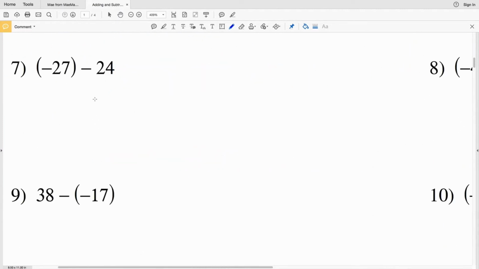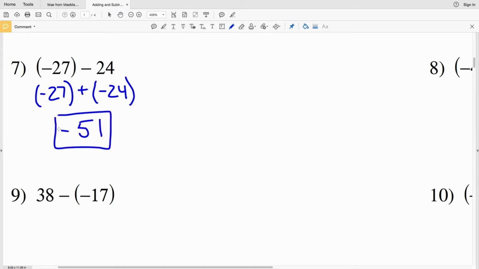Just as you can think of subtracting a negative as adding a positive, you can also think of subtracting a positive as adding a negative. So in number 7, you can rewrite this as negative 27 plus negative 24. Negative 27 plus negative 24, well, 27 plus 24 is going to be 51, so this is negative 51. Now, in a lot of these problems, I'm switching up the method in which I do it, just to give you different ways to add and subtract these rational numbers. So whatever you're more comfortable with, please feel free to do that.